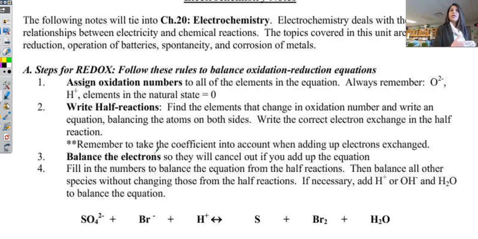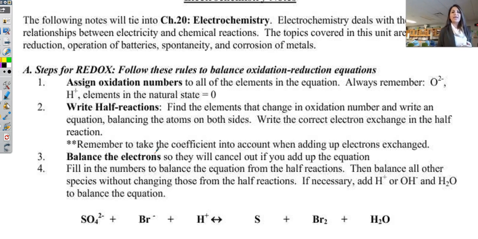So if you have two half reactions, where one has 2 electrons being lost and the other has 3 electrons being gained, you need the least common multiple between 2 and 3, which would be 6. If one is a 5 and the other is a 2, your LCM would be 10, for example, okay?